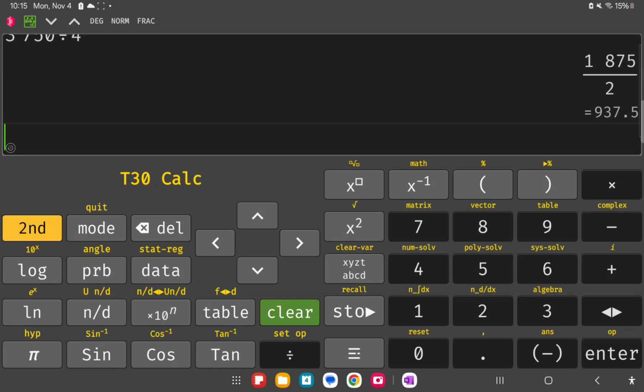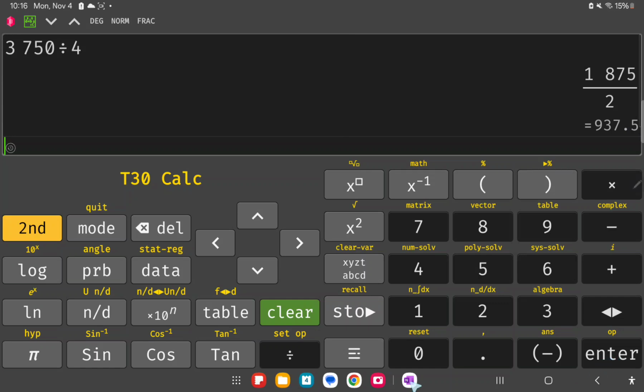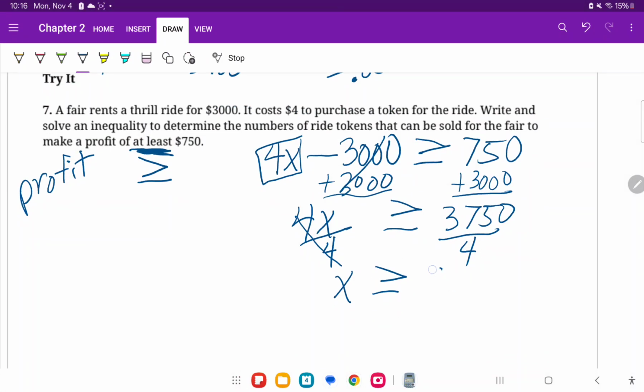All right, so 3,750 divided by 4 is 937.5. Now, you can't sell half a ticket, so you're going to have to sell 938 tickets.